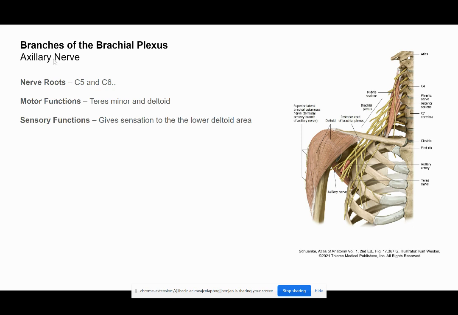Next, we're looking at the axillary nerve, and the axillary nerve stems from the spinal roots C5 and C6. It innervates the teres minor and deltoid muscles, and cutaneously innervates the lower deltoid, known as the regimental badge area.